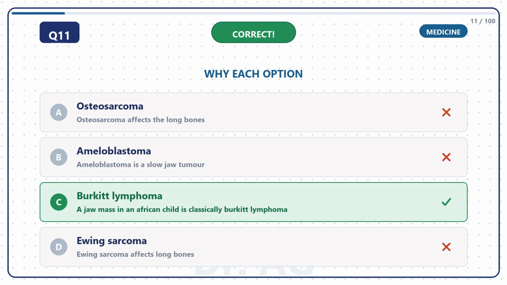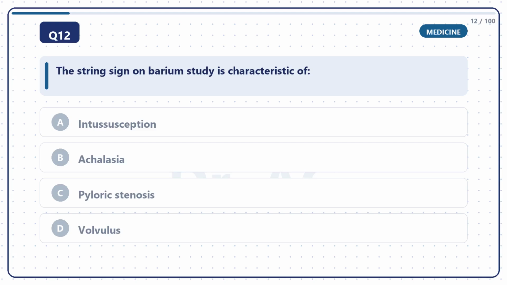Burkitt lymphoma. Question 12. The string sign on barium study is characteristic of option A, intussusception. Option B, achalasia. Option C, pyloric stenosis. Option D, volvulus.